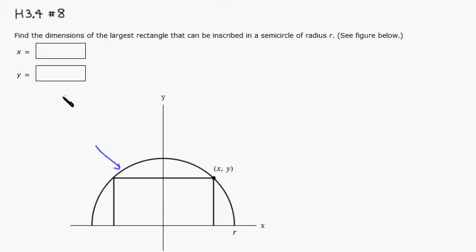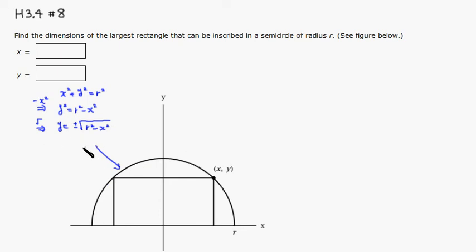Remember that the equation of the circle with radius r is x squared plus y squared equals r squared. Then by solving for y, we subtract x squared, so y squared is equal to r squared minus x squared. By taking the square root of both sides, we get y equals plus or minus the square root of r squared minus x squared. The positive one is the top semicircle and the negative one is the bottom semicircle.